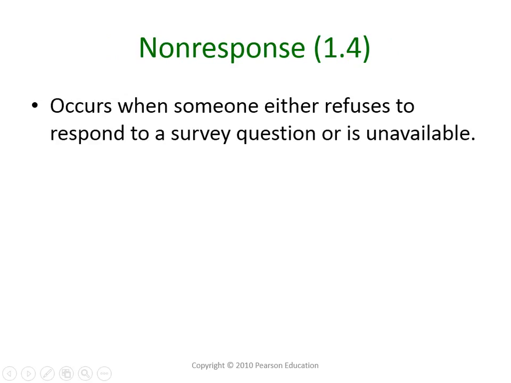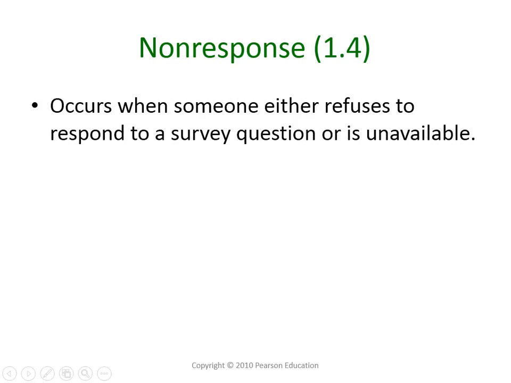Also, you have to consider those people that just don't answer. Those non-responses occur when someone either refuses to respond to a survey question or just is not available. One of the things that's become a major change over the last 15 years or so has been the use of cell phones. Originally, when I was your age, everybody had a home phone. And so if you were trying to do surveys, calling the home phones, you could usually get a really good, diverse group by just doing the random calling.